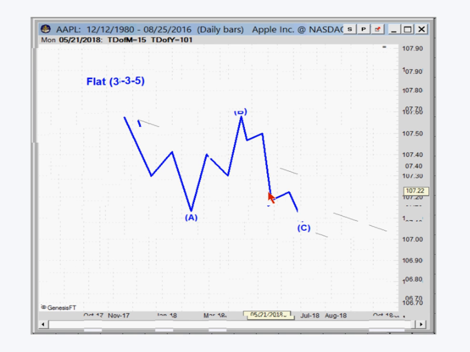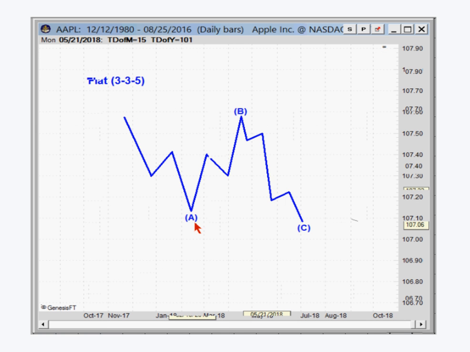Now the second type of corrective wave pattern is the flat. This is referred to as a 3-3-5 pattern. Notice that wave A subdivides into 3 waves, wave B subdivides into 3 waves, and then wave C, of course, unfolds in 5 waves as well.